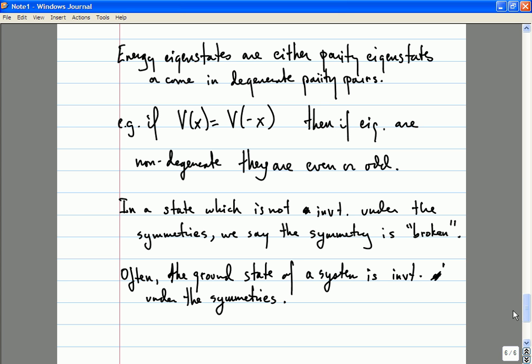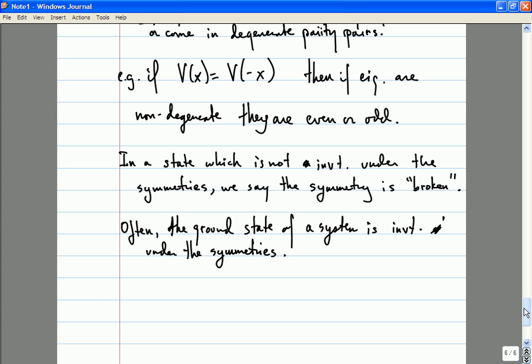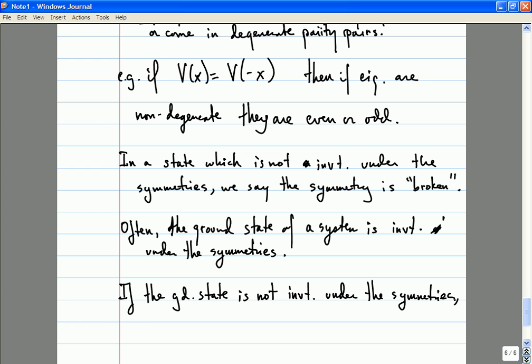However, if the ground state of a system, the lowest energy state of a system, is not invariant under the symmetries, we say that the symmetry is broken, and in particular, we say that it is spontaneously broken.